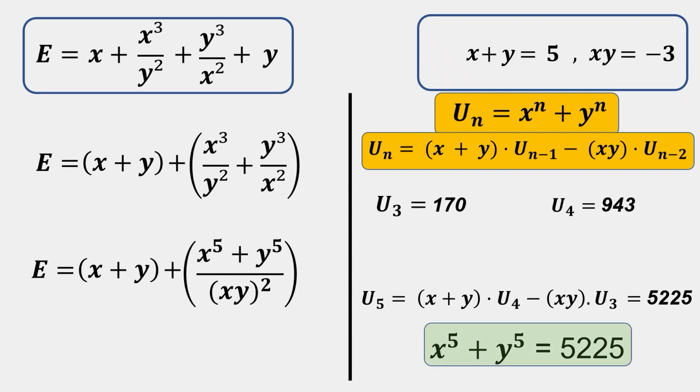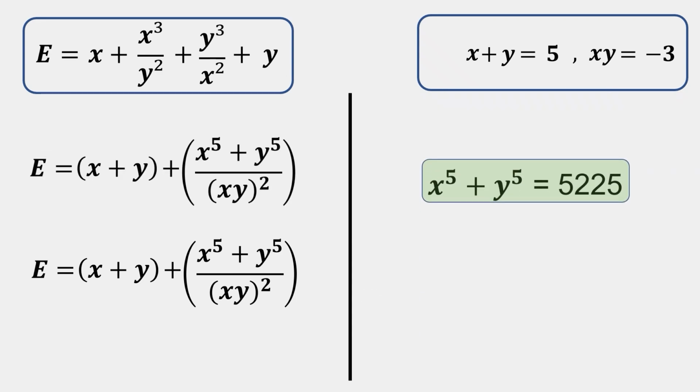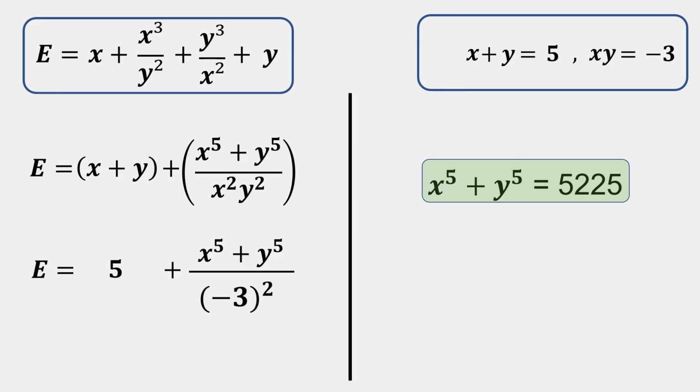Now, substitute everything back into our formula. E equals x plus y plus x to the power of 5 plus y to the power of 5 over x times y squared. Replace x plus y with 5, x times y with -3, and x to the power of 5 plus y to the power of 5 with 5,225. E equals 5 plus 5,225 divided by 9. Compute the fraction.